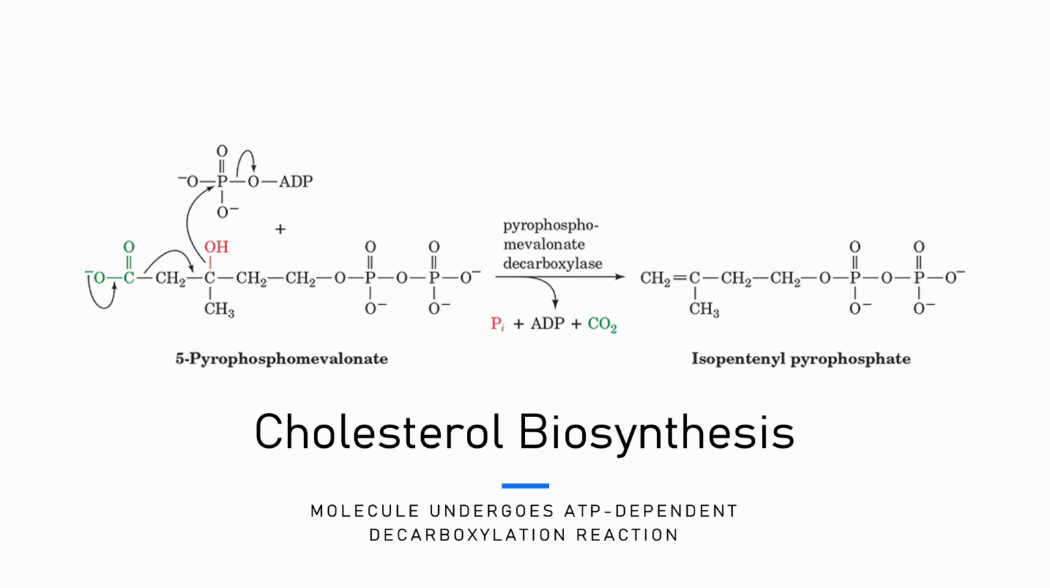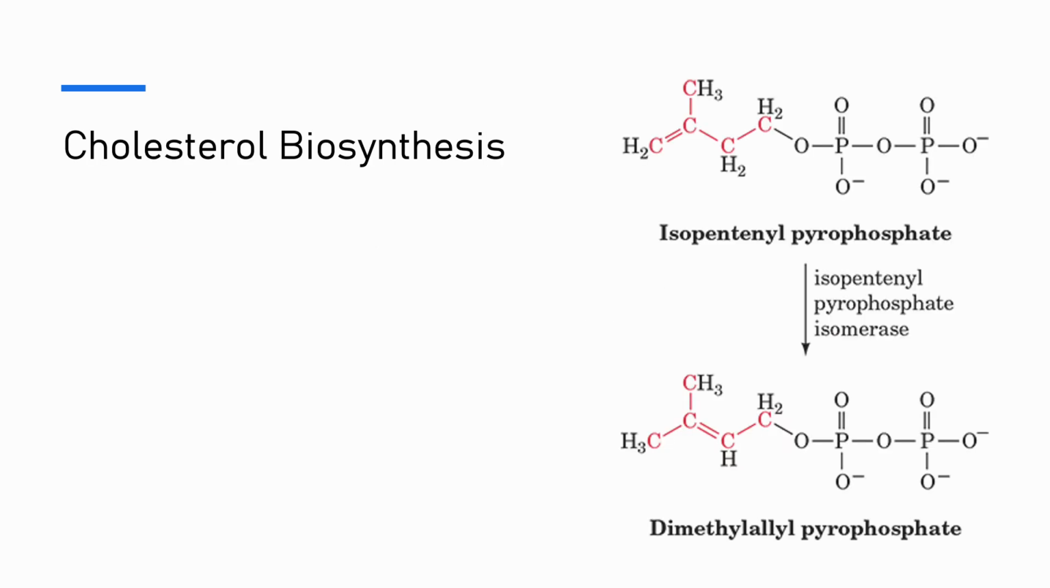Next, the molecule undergoes an ATP-dependent decarboxylation reaction. So the 5-pyrophosphomevalonate gets converted to isopentyl pyrophosphate with the help of the enzyme pyrophosphomevalonate decarboxylase. Next, the isopentyl pyrophosphate gets converted to dimethylallyl pyrophosphate with the help of the enzyme isopentyl pyrophosphate isomerase.